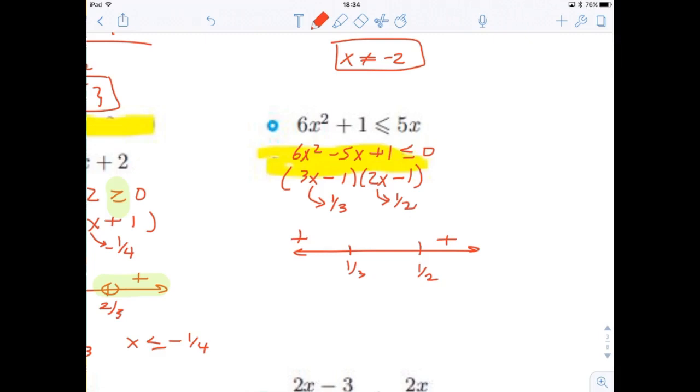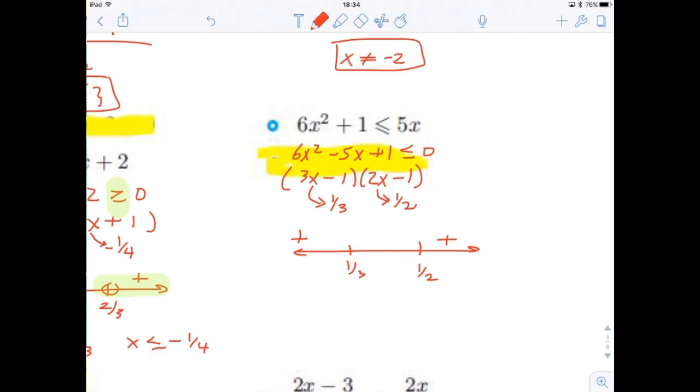Maybe like, let's see, 2/5? Oh my God. Isn't there anything nicer than that? Let's see. 1/3 is 0.33. 1/2 is 0.5. What about like 0.4? That's a good one. Okay. So 0.4, we'll test 0.4.